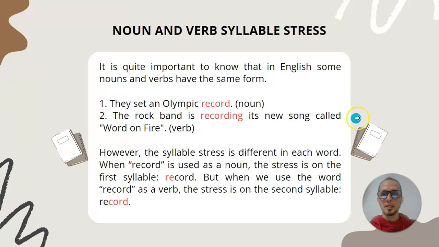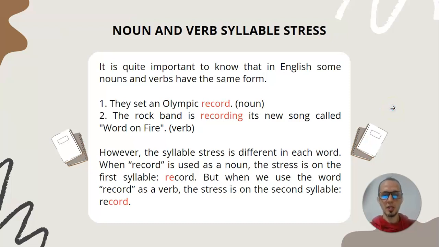Noun and verb syllable stress. It is quite important to know that in English, some nouns and verbs have the same form. First, they set an Olympic record. Noun. The rock band is recording its new song called World on Fire. Verb. However, the syllable stress is different in each word.